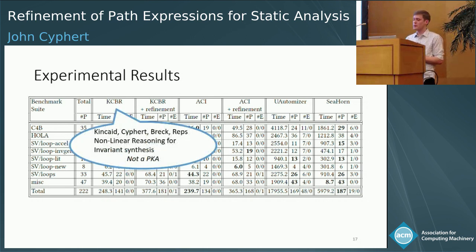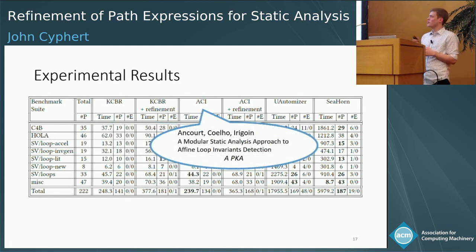The first analysis we ran was the KCBR domain, which is a framework we presented at POPL last year. The important thing here is that this does not satisfy all the axioms of a pre-Kleene algebra, but our refinement procedure still provides non-trivial refinement and allows for a decent increase in assertions proved. We also implemented a domain we call the ACI domain, which is a pre-Kleene algebra, so it does come with our precision guarantees.